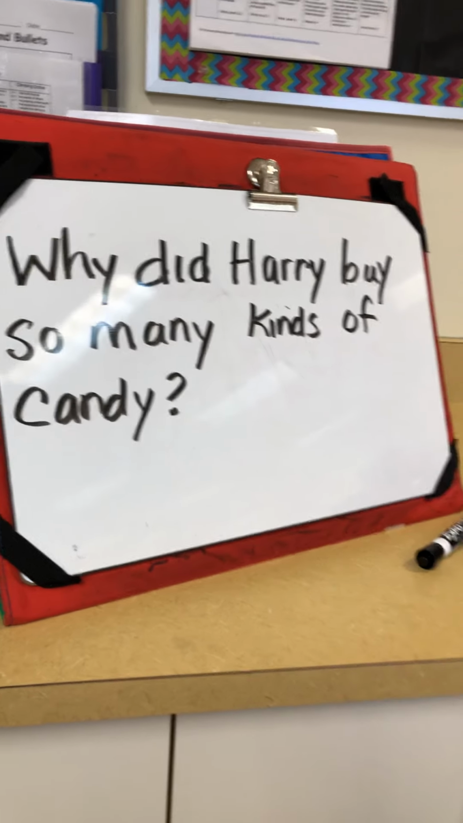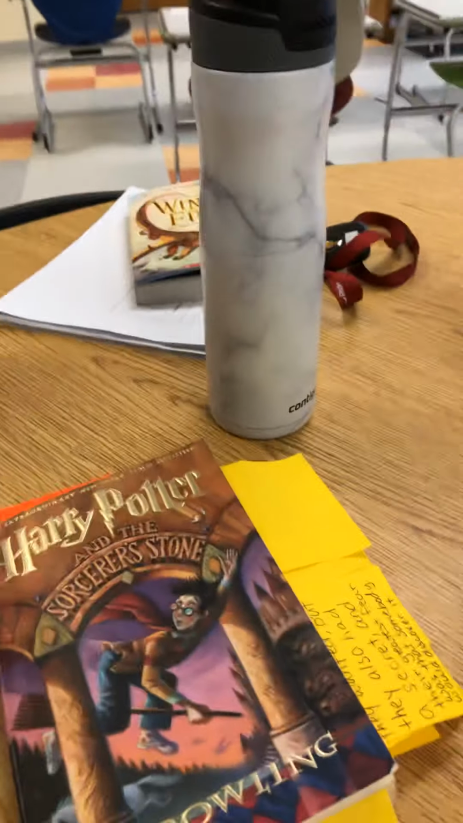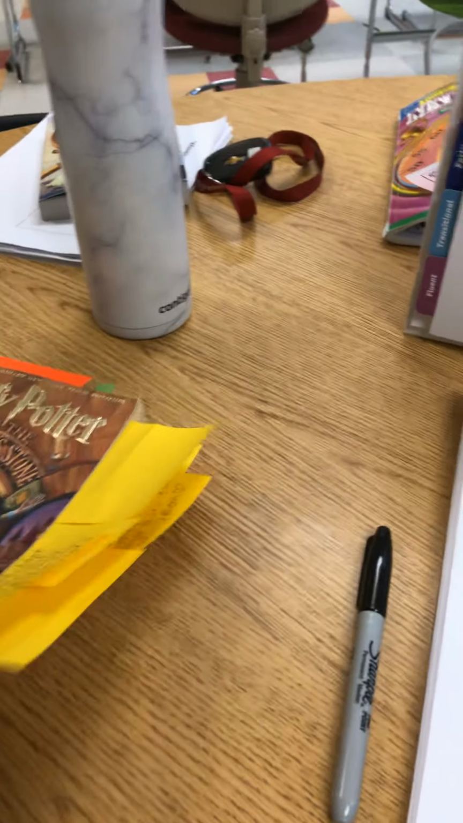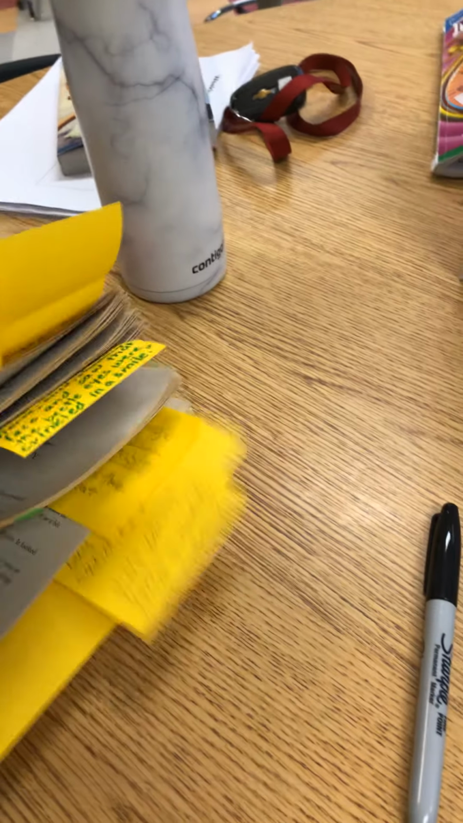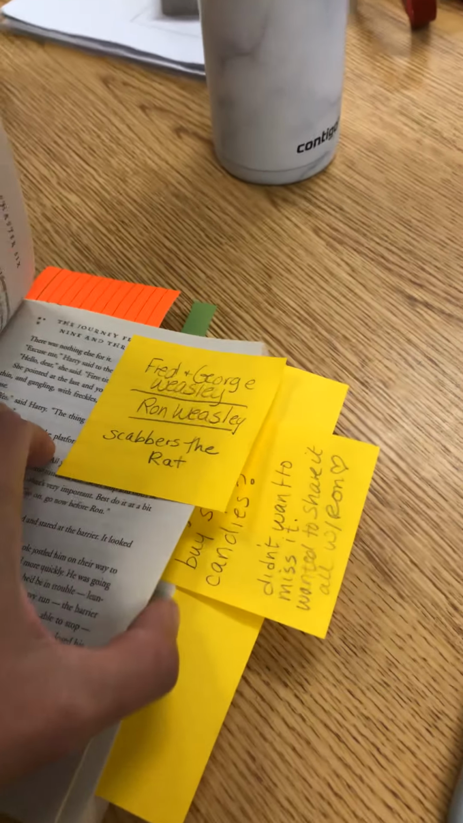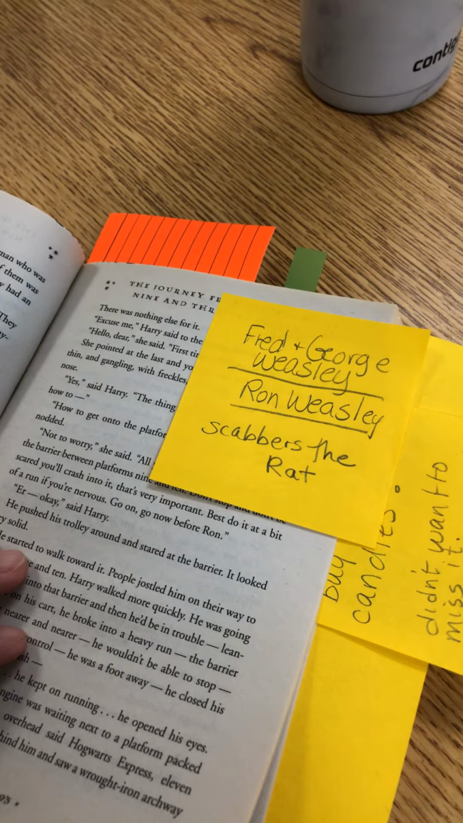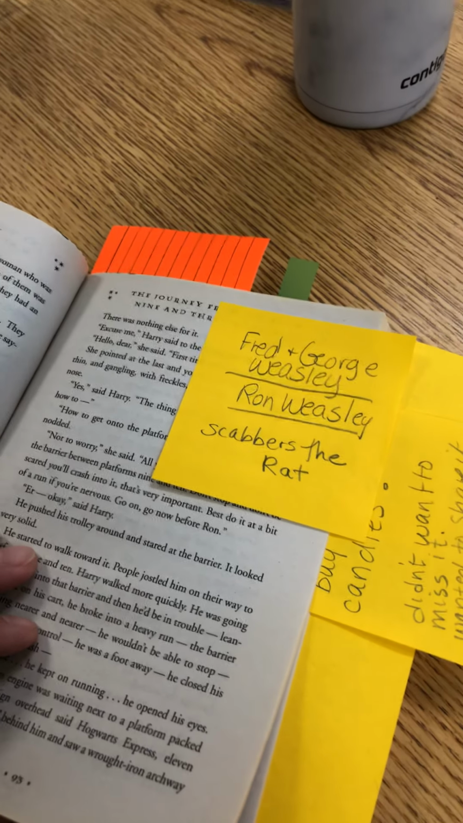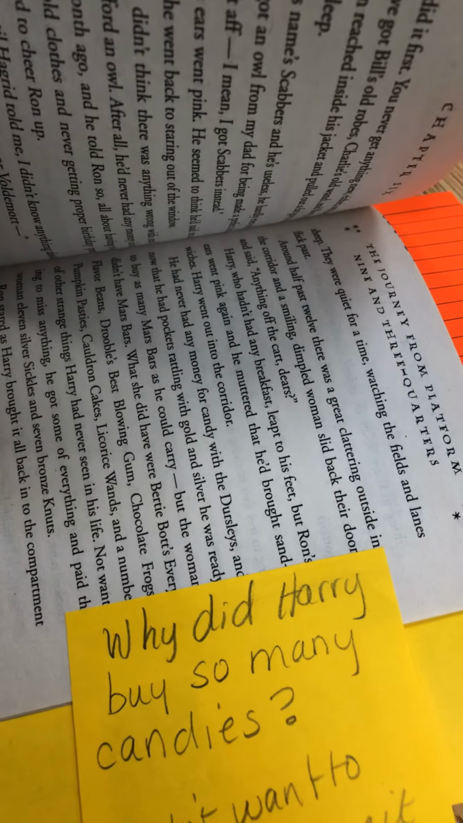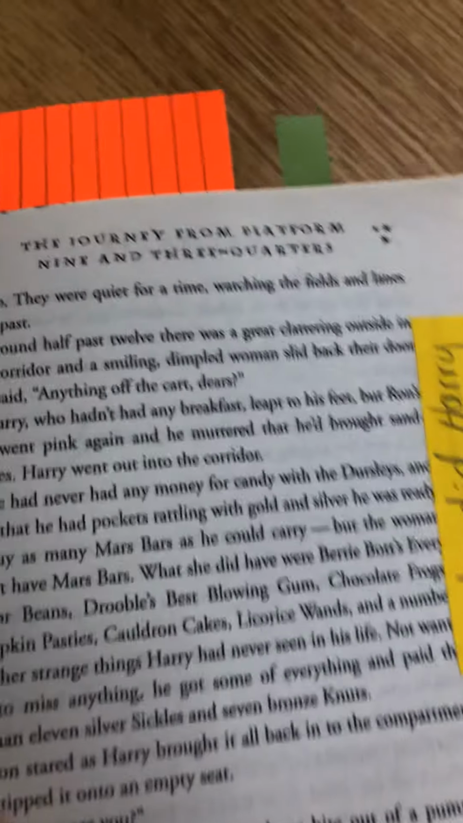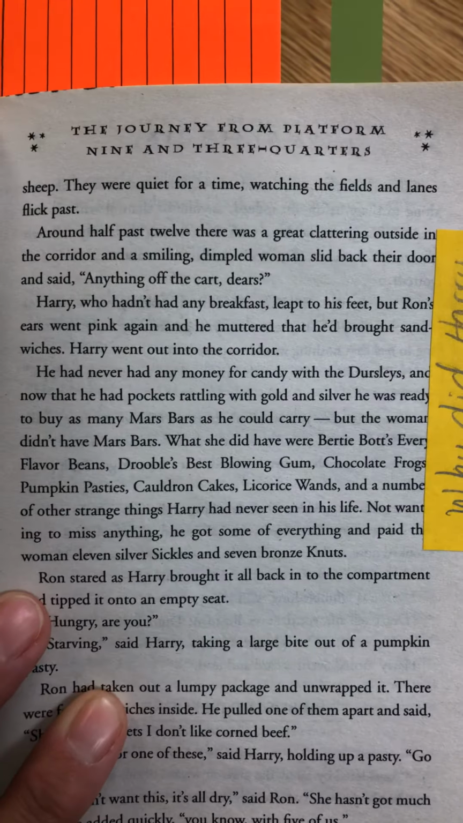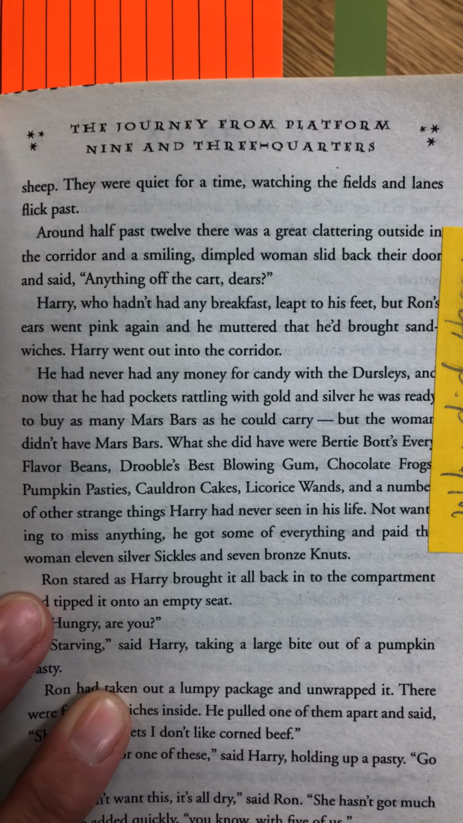So I want to ask one quick question of you, which is, why did Harry buy so many kinds of candy? And of course, one of the best ways for you in learning to answer questions is always to go back in and reread. So I'm going to show you some of mine as I go through here. Oh yeah, that's right. We started thinking about all the characters that are in here, from Fred and George Weasley to Harry's new friend Ron, and Ron's rat called Scabbers. And here's my question. So why did Harry buy so many candies? And if I was to bring you right back to that page, here it is in there. He had never had any money for candy with the Dursleys.